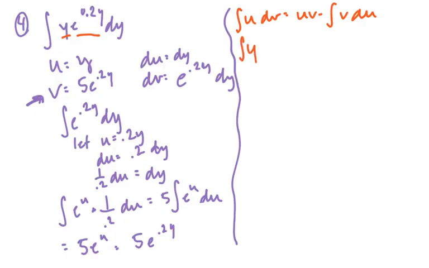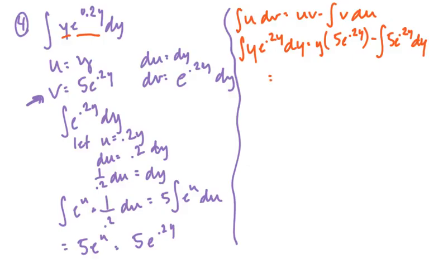So we say the integration of y, e to the 0.2 y, dy. Some of you feel like this is a waste of time right there. It's a necessary skill because it might come in handy later. So let's keep going. It says u, which is y, times v, which is 5 e to the 0.2 y, minus the integration of v, which is 5 e to the 0.2 y, du, which is dy. Now I'm going to pull this 5 right here out front.